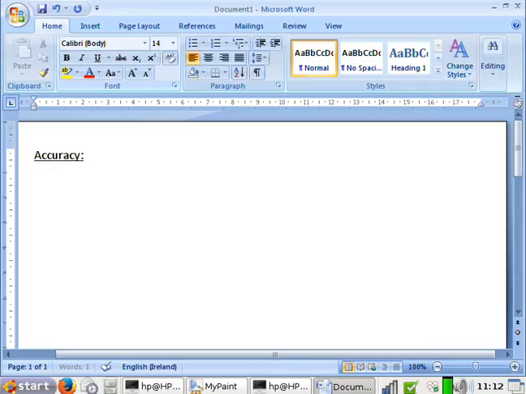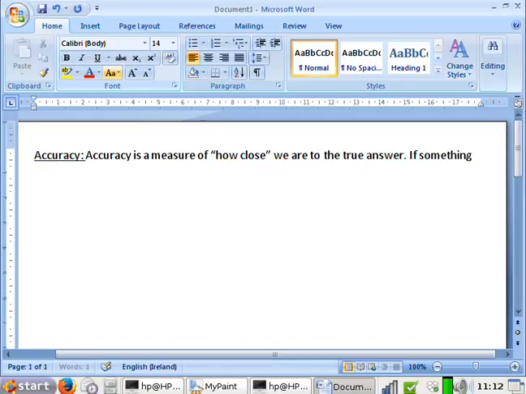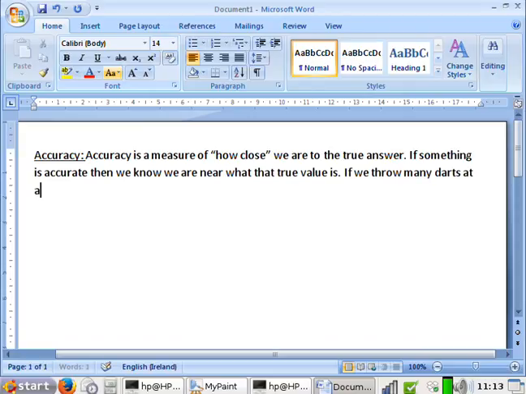So accuracy tells us how close we are to the true answer, okay? Accuracy is a measure of how close we are to the true answer. If something is accurate, then we know we are near what the true value is. An example, what you need to picture here is: if we throw many darts at a dart board and most of them are near the center, we say we are accurate.